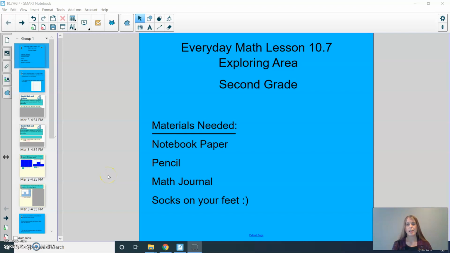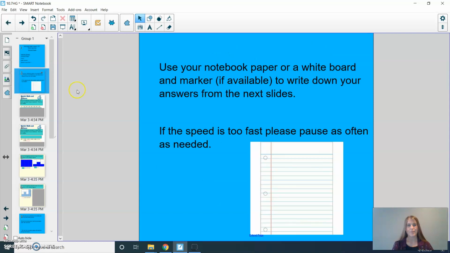Boys and girls, welcome to Everyday Math Lesson 10.7, Exploring Area. The materials that you'll need today: notebook paper, pencil, math journal, and you'll also want to make sure that you have socks on your feet. Let's get started. We'll first use just notebook paper or whiteboard and marker if available to write down answers from the next slides. If the speed is too fast, please pause as often as needed.